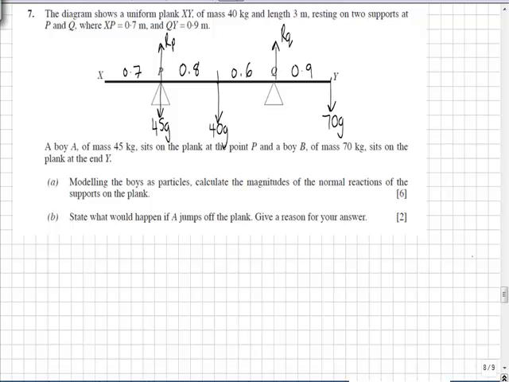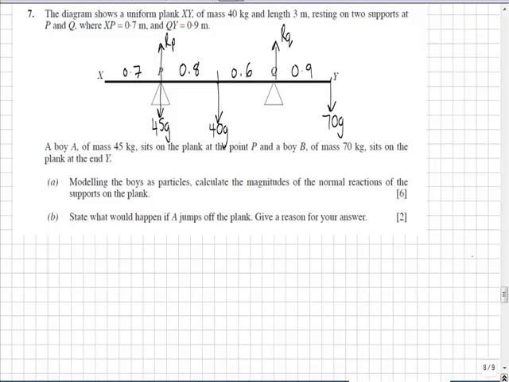Also, don't forget to put the weight of the plank, which is 40g acting at the halfway point, 1.5 meters. And given that XP is 0.7, then P to the center is 0.8. And given that QY is 0.9, Q to the center is 0.6 meters.